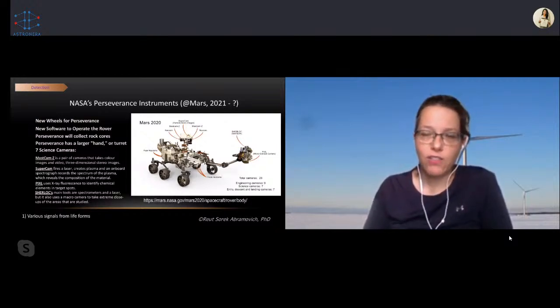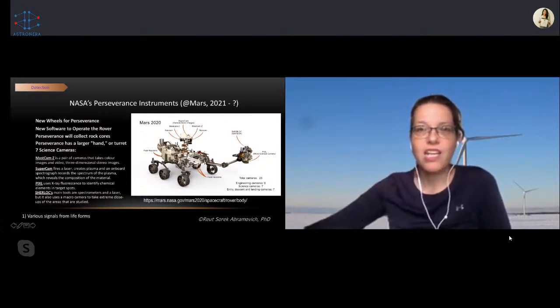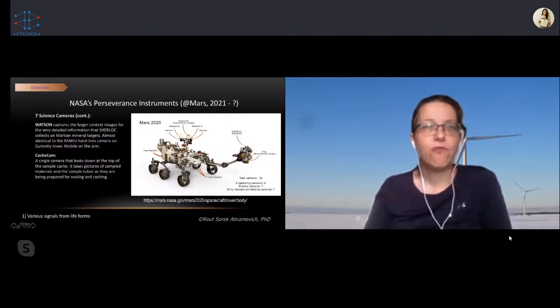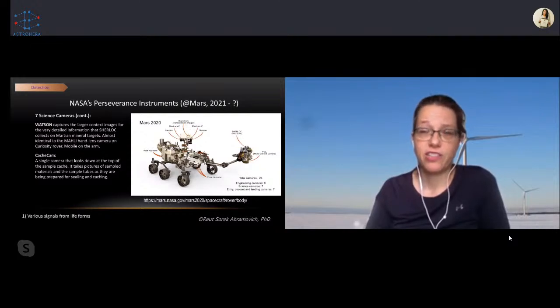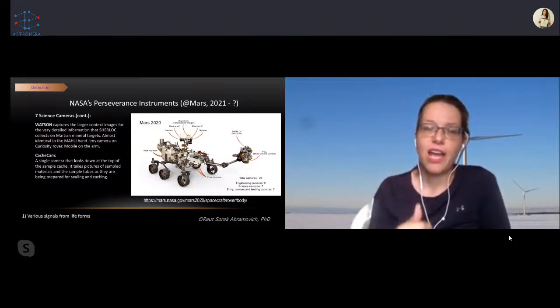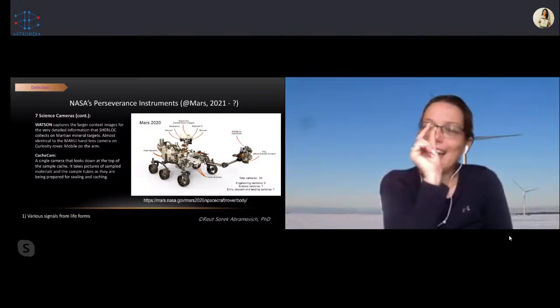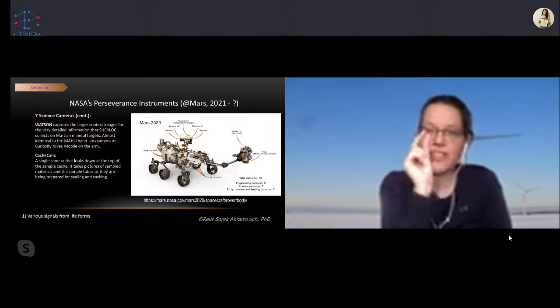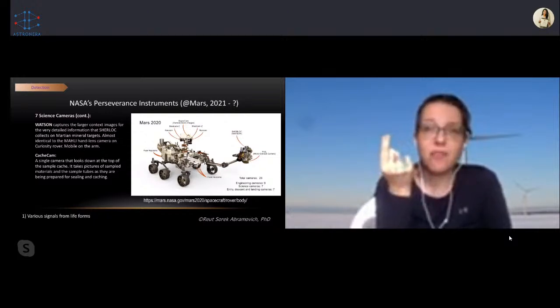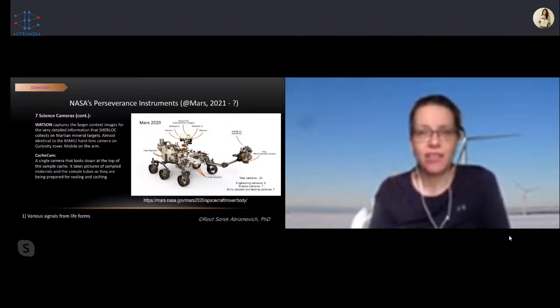So we're having a lot of spectrometers because that's the proven method to work on Mars. But do we have any other methods going around? So we have Watson to capture the larger context images for the very detailed information that Sherlock collects on the Martian mineral targets. So Sherlock and the Supercam and Pixel are working on tiny areas, even less than millimeters, on tiny areas.